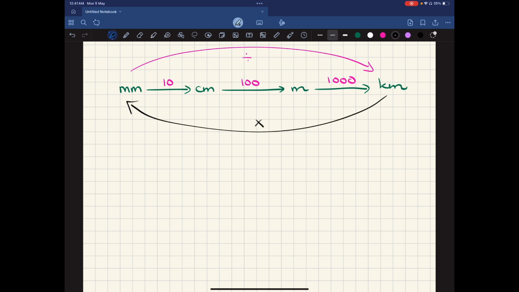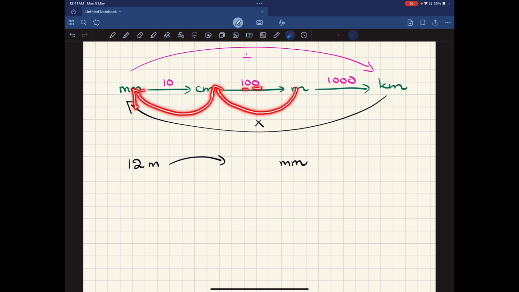So for example, if you have to convert 12 meters to millimeters, so what are you going to do? Meters to millimeters. So you're going to multiply by 100 and then multiply by 10, or you can simply count the zeros, 3, and multiply by 1,000. Okay, so using this conversion chart, we know that we need to multiply this with 100 and this is going to be 1000, sorry.